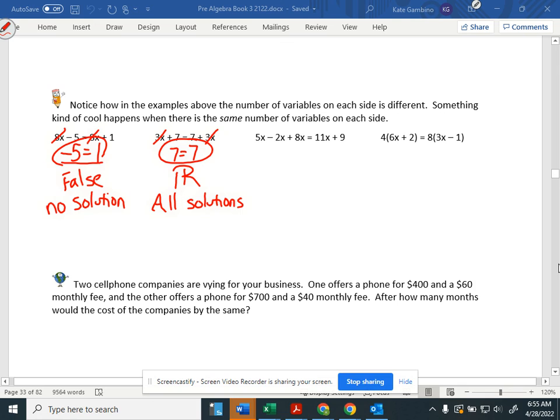I want you to work on the word problem. Try to figure out what that equation would be and after how many months would the cost of the companies be the same. And what does that mean if they are the same? Remember in our earlier word problem, we wanted it cheaper, not the same. This time we want it to be the same. So think about what the word problem is asking you and how to solve it.